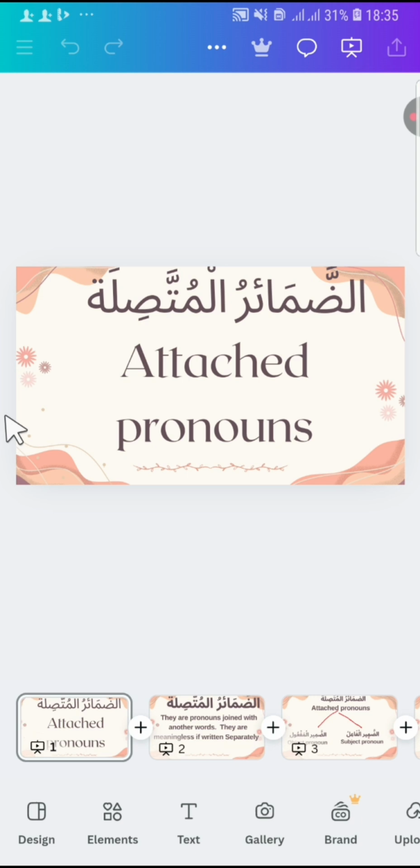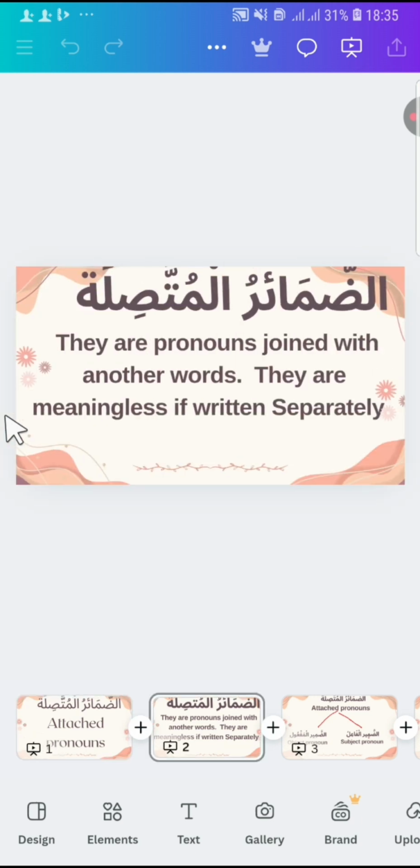Al-damairul muttasila, the attached pronouns, are pronouns joined with other words. They are meaningless if written separately. They must be joined with other words to convey meaning. If they are not joined with other words, they are meaningless.